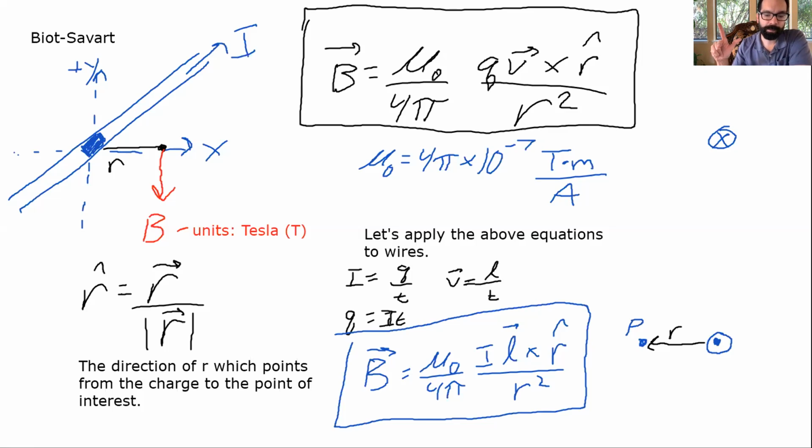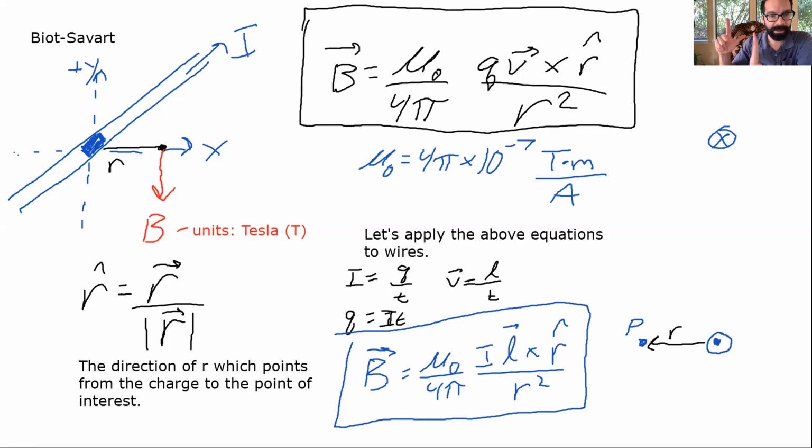In our case, we're multiplying L and R, and so our resulting vector, B, should be perpendicular to both L and R. As far as the right-hand rule goes, your middle finger should be perpendicular to your thumb and your pointer. Your thumb represents your direction of current, your pointer represents R hat, and your middle finger, perpendicularly outward, represents the magnetic field.